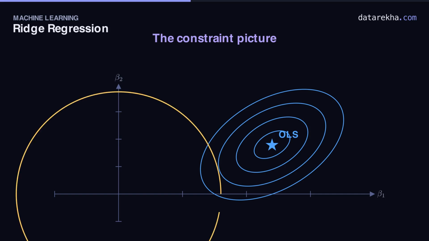Now ridge adds its rule. The L2 penalty says the coefficients must stay inside a circle around the origin. Beta 1 squared plus beta 2 squared, no bigger than some budget t. A smaller budget means a tighter circle. Least squares wants the center. But ridge forbids it since it sits outside the circle. The best allowed is the first point where an expanding contour just kisses the circle's edge. That touch point is the ridge solution. Pulled in, its coefficients shrunk.